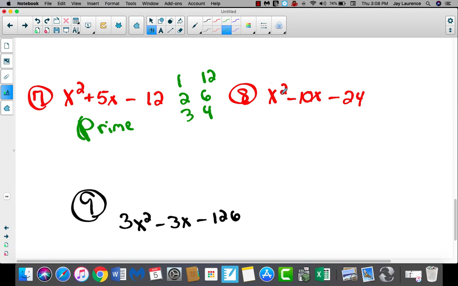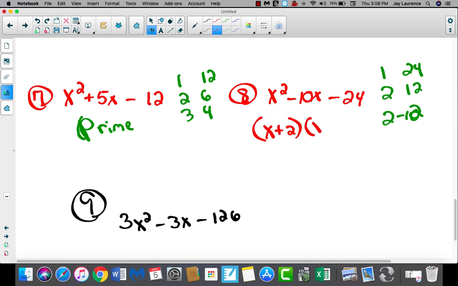All right. On number 8, I need two factors of 24 that subtract to get negative 10. I think I just found them. 2 minus 12, right? 2 minus 12, not 2 minus 10. If I see the factors right away, I don't have to list them all out. So I'm going to get an x plus 2 in one quantity and an x minus 12 in the other. And there it is factored.